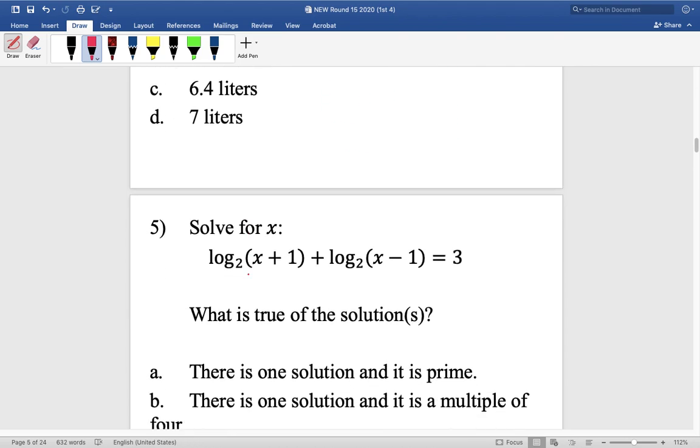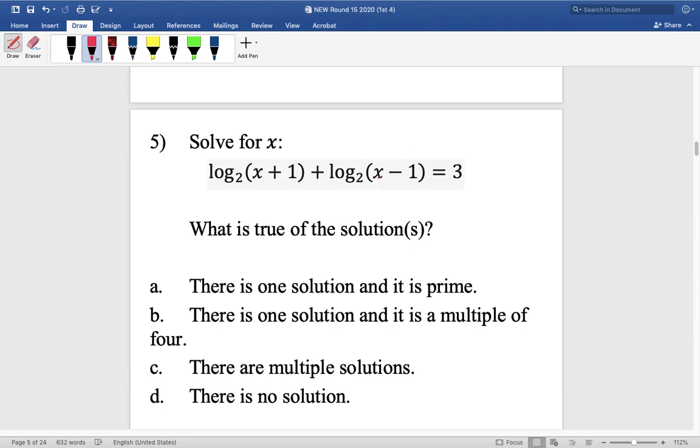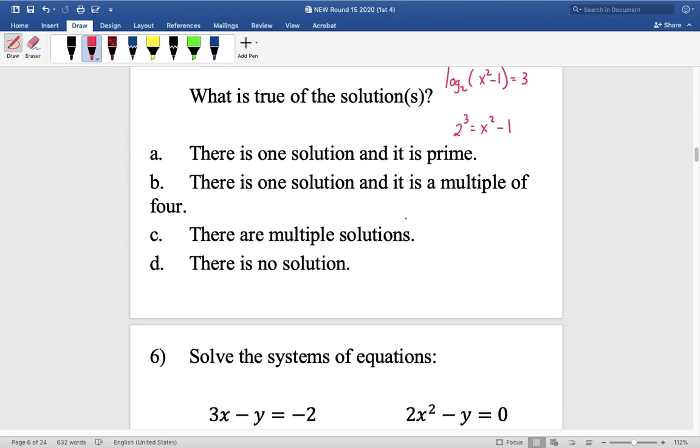Number 5, solving this log problem. Well, our number one step is to get it to a single log so we can write it as an exponential and solve. And if we're adding two logs, we can multiply them if we combine them. So we have log base 2. And if we multiply these things, hopefully you realize that's the difference of squares. X squared minus 1 is equal to 3. And now you can convert it to an exponential, which would be 2 to the third power equals x squared minus 1. Solve that. Pick the right answer.